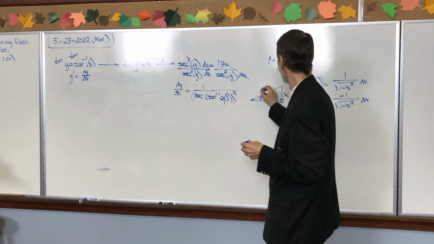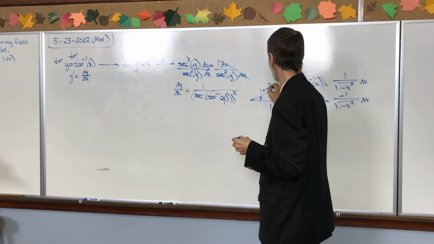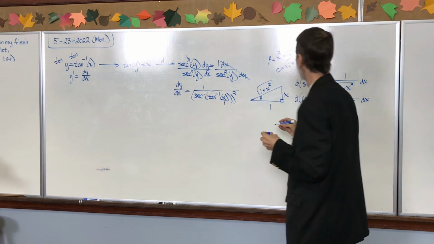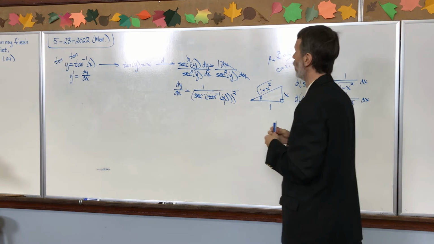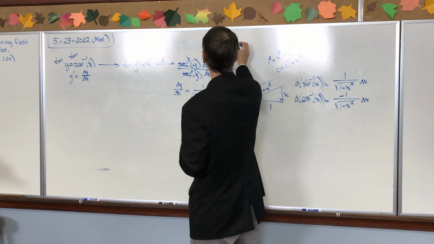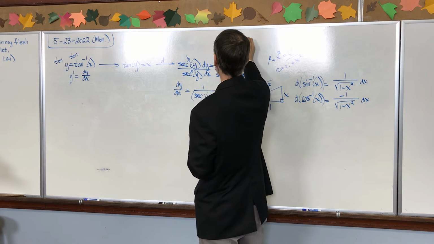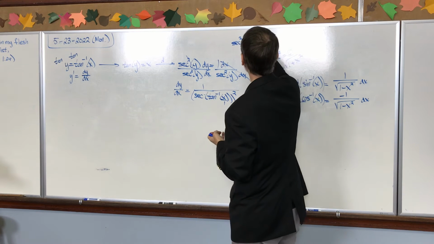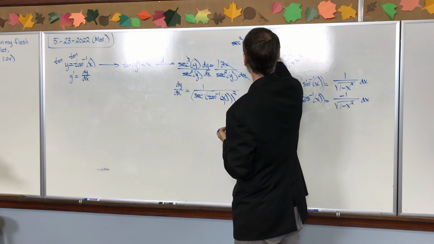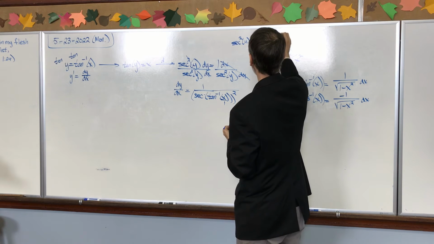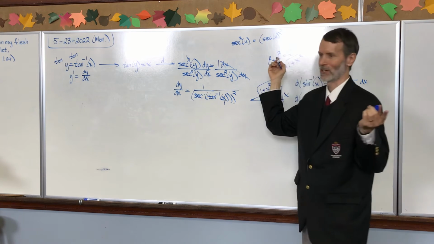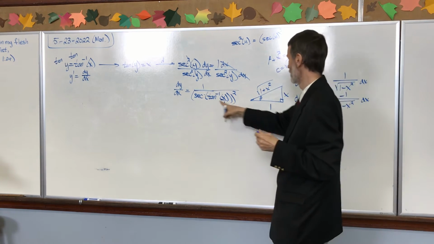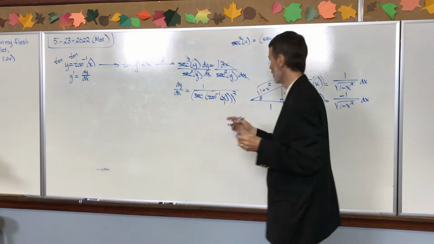Why does this squared go on the outside for the secant squared? Because when you have secant of, let's just say u squared, that u can be anything you want. That's just a short way of saying secant of u whole thing squared. That's just by definition.